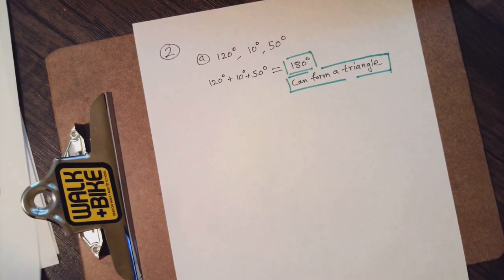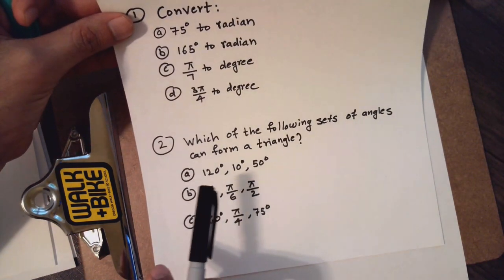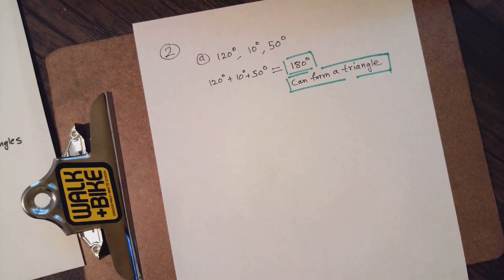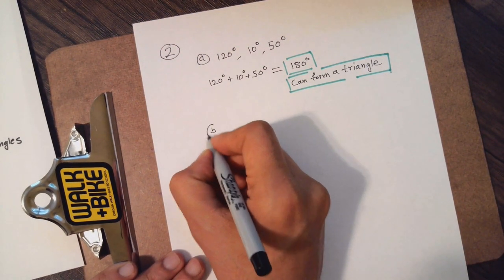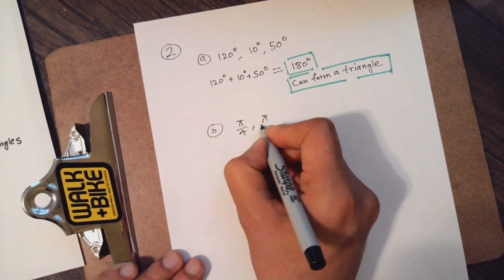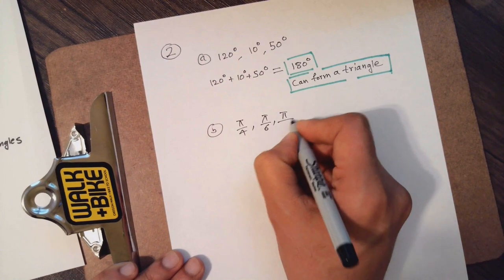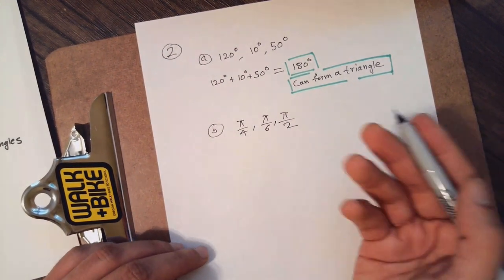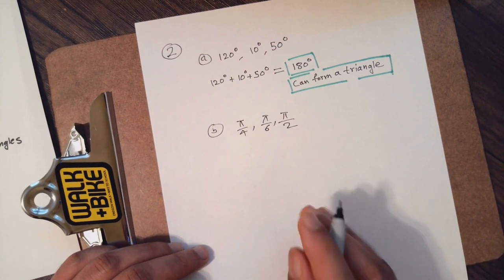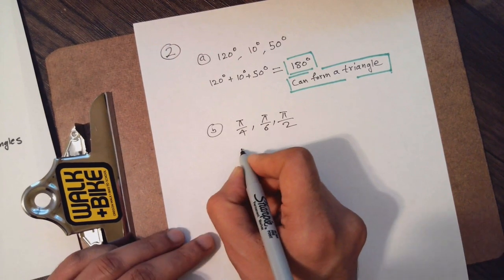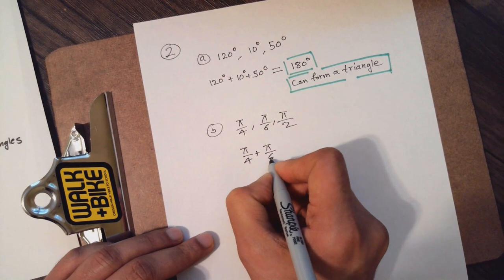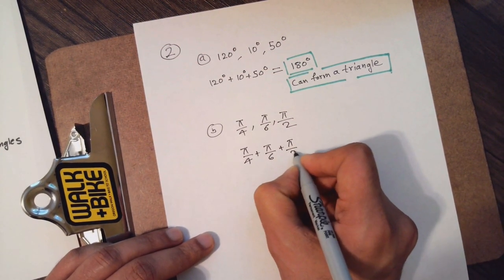Okay, how about the next one? Pi over 4, pi over 6, pi over 2. So there's no degree here, so it's radian. Okay, so they need to be adding up to pi for it to form a triangle. Let's see, pi over 4 plus pi over 6 plus pi over 2.